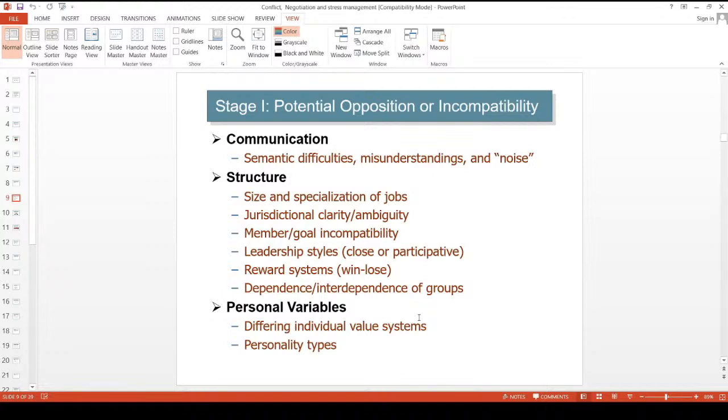There are three different general categories about this stage. The first one is communication. Communication as a source of conflict represents those opposing forces that arise from semantic difficulties. Semantic difficulties means the different language which different people may have about certain things, and from that there can be misunderstanding, and there can be noise in the communication channels. So that is the start of the conflict.